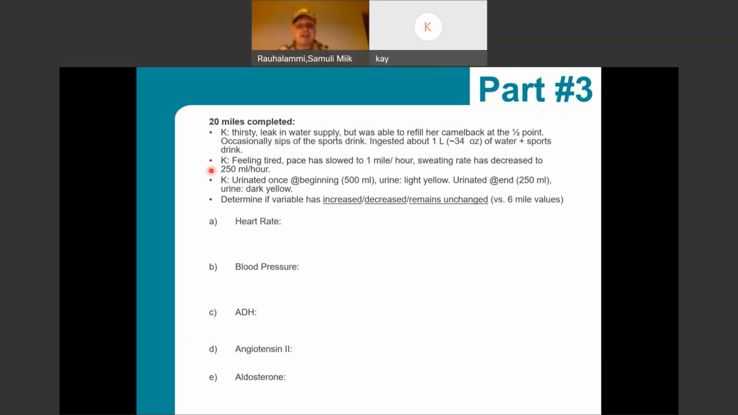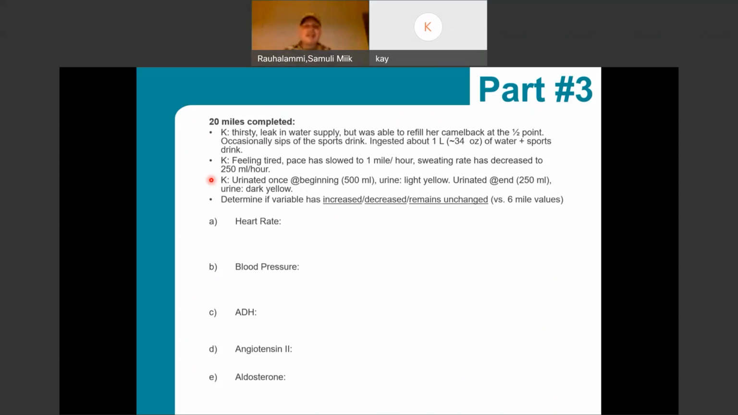Another thing that we're going to see is that Carla has also urinated. She urinated at the beginning of the hike, about half a liter, and then she urinated towards the end of the hike, another 250 mils. Now, when she urinated towards the end of the hike, her urine was very dark yellow. So that's already telling us that she is dehydrated. So she has lost way more fluids than she's taken in.